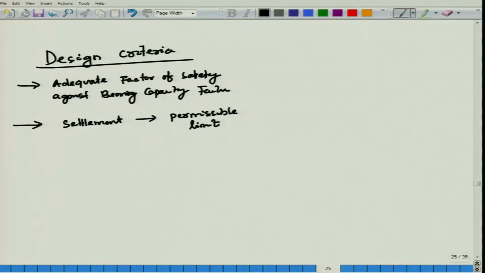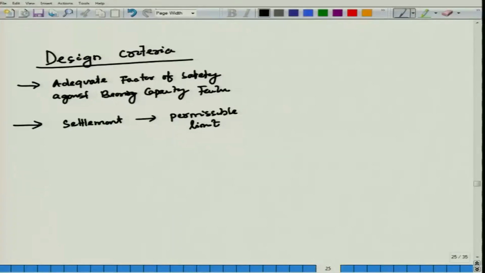So, two design criteria, one is your bearing capacity failure, adequate factor of safety, generally 2.5 to 3 is taken. Second part is your settlement, it should not be excess settlement. So, it should be within your permissible limit. As per IS code you can download IS 1904 1986, it is there. It is about your permissible settlement.